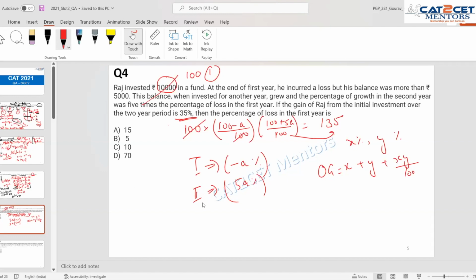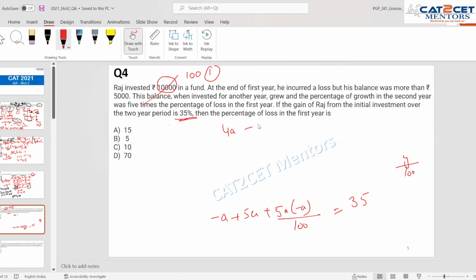Okay, so let's follow the same approach. It will be minus a plus 5a plus 5a times minus a divided by 100. This will be equal to 35%. So let me make some space to solve this equation. Minus 5a square upon 100, which is a square upon 20, equals 35.